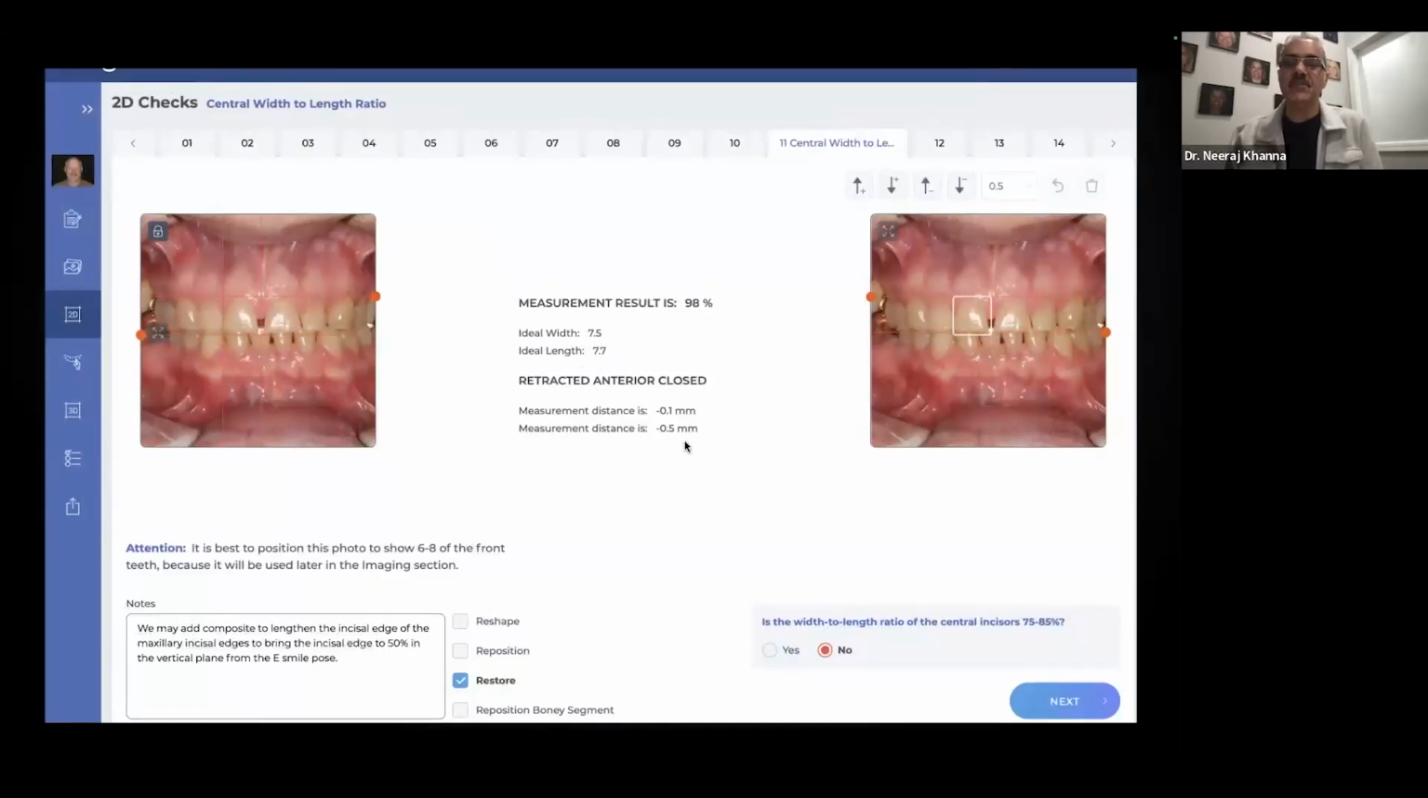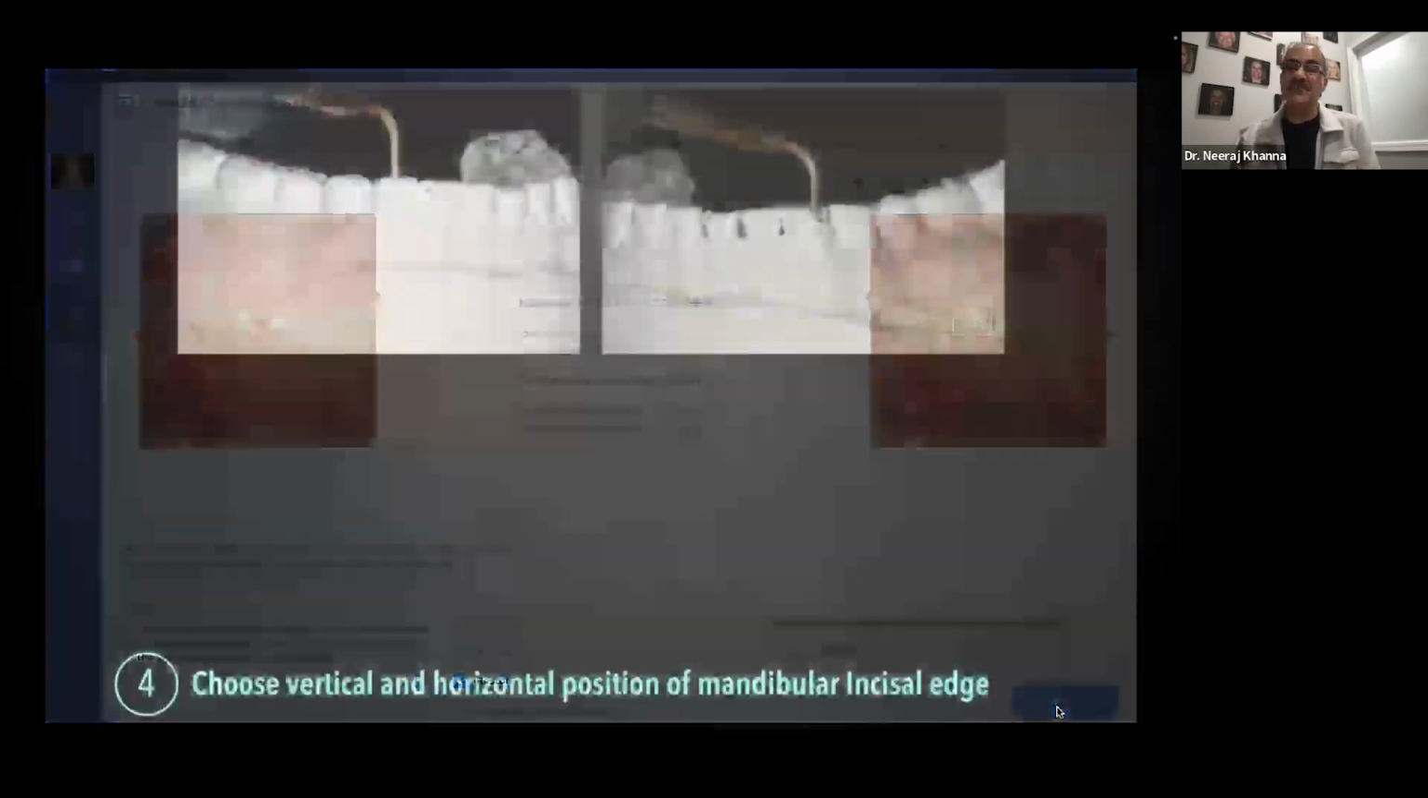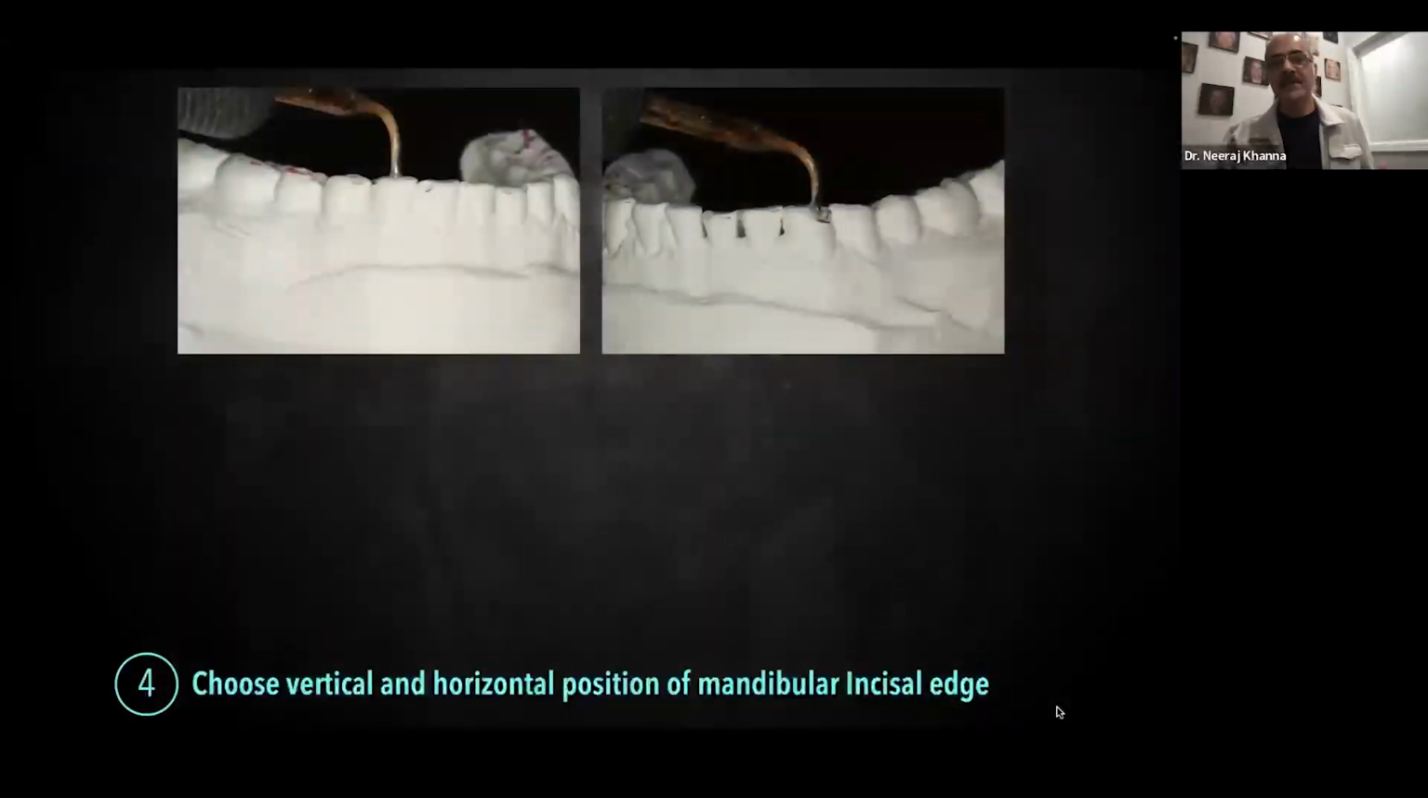And so this calculation tells me that all I have to do is add 0.5 millimeter of length to get a more ideal length to width ratio. And so that's what I'm going to do. I'm going to take this information I've learned, and now I'm going to transpose it onto my models. And so I'm going to begin my wax up on my lower anterior teeth.